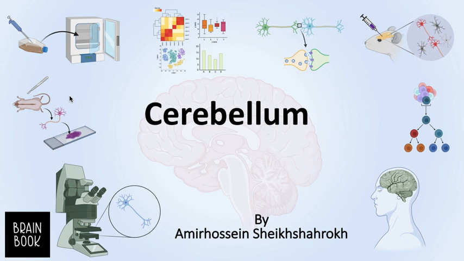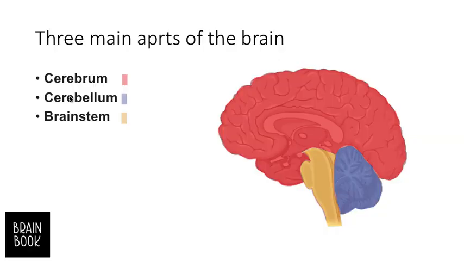Today I want to talk about the cerebellum. As you may know, the brain has three main parts including the cerebrum, cerebellum and brainstem. And here you can see the cerebellum with a different part, the brainstem and cerebrum.